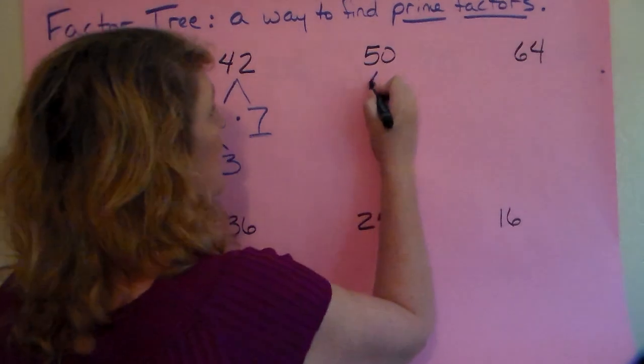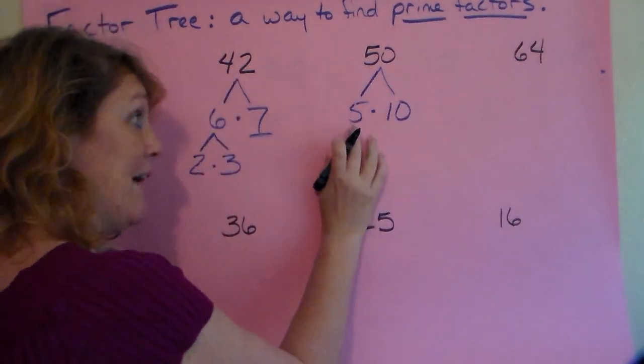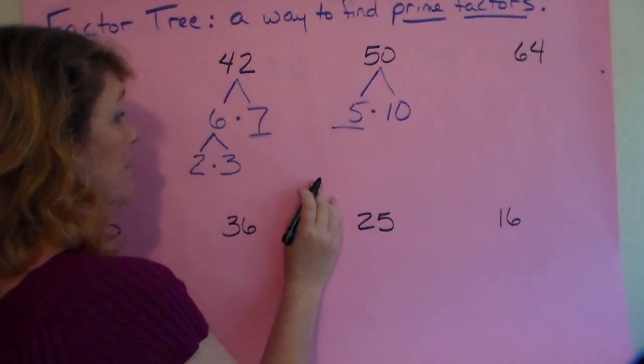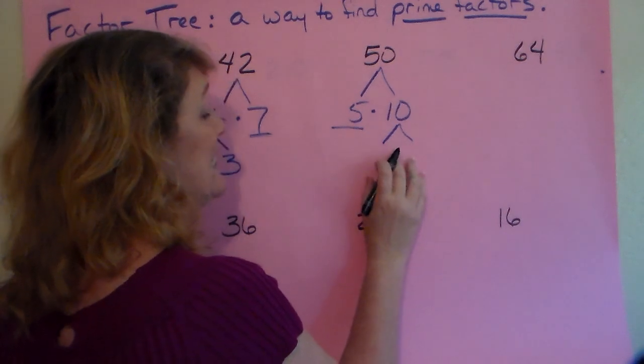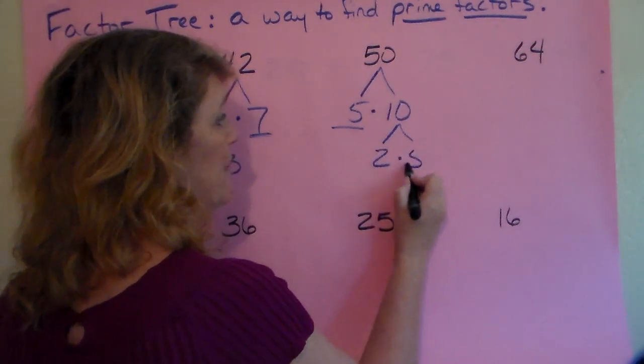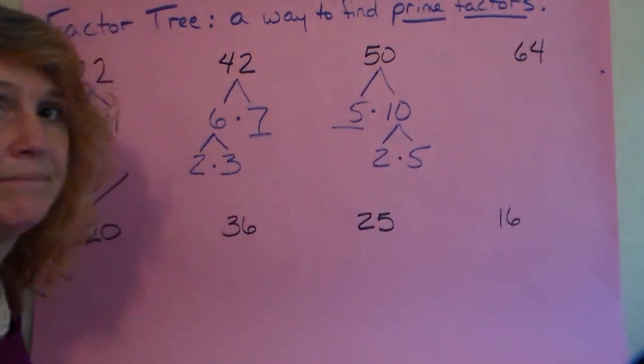What about 50? 50 is 5 times 10. Now 5 is a prime number, so we're done there, but 10 is not, so we have to break 10 down some more. 10 is 2 times 5. Prime number, now I'm done.